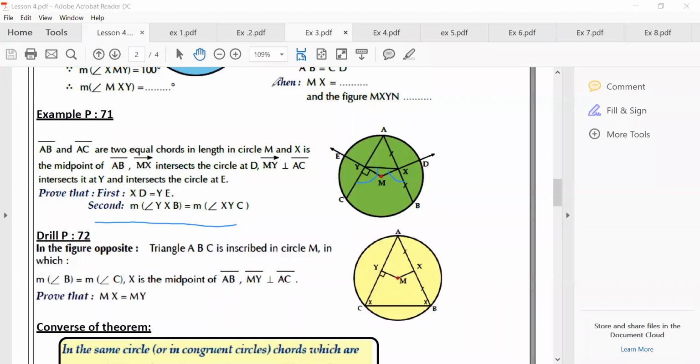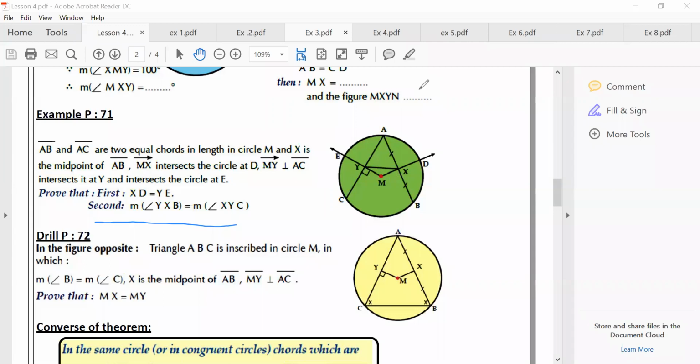Fine, thank you. Can you prove for me that the measure of YXB is equal to XYC? These two parts. But where is the parallelism, Mahmoud? Can you see any parallelism here? Because MY equals MX. Okay, MY equals MX, then what? Angle Y equals angle X.